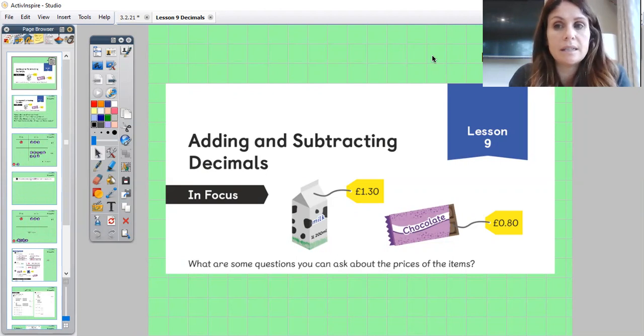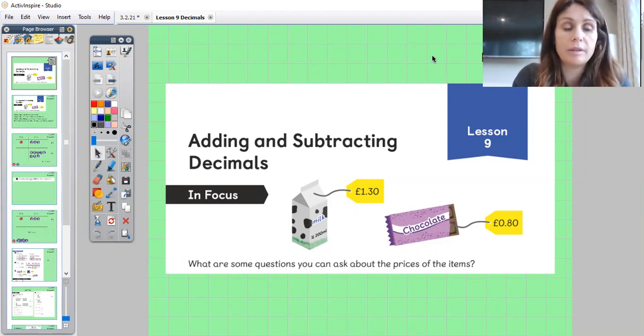Your arithmetic has been shared separately, so you can have a go at doing that either on the screen rather than printing it off, or if you need to print it off, you can. So let's have a look at today's in focus task.